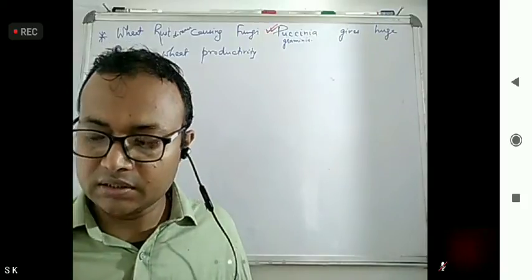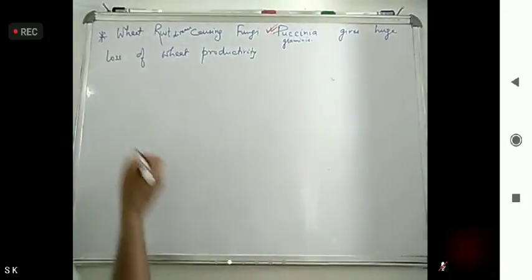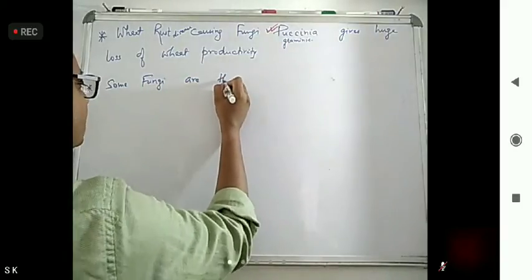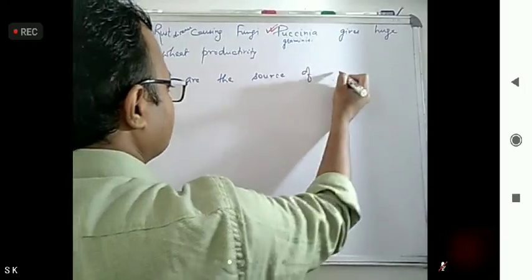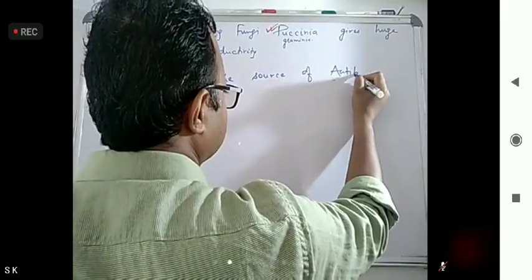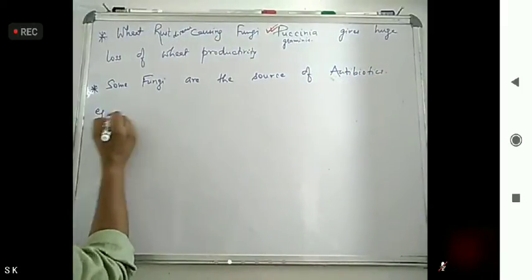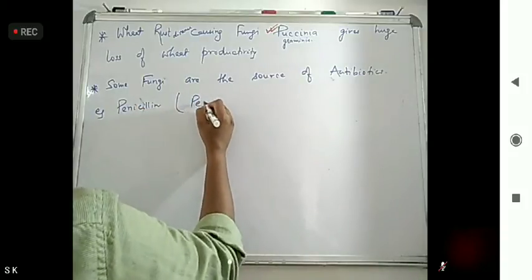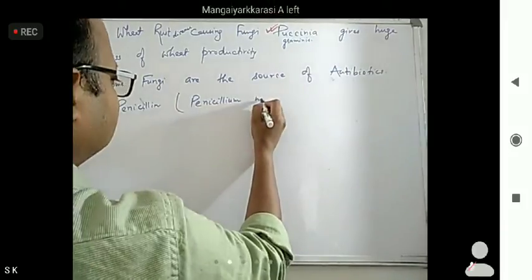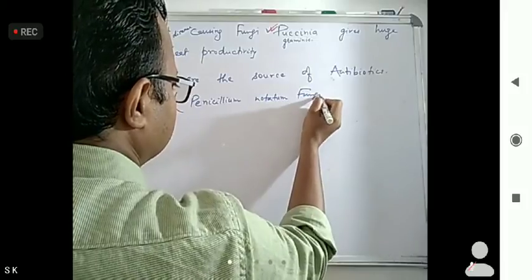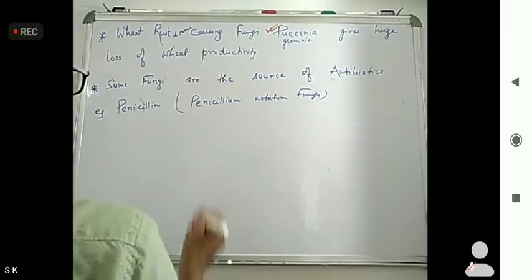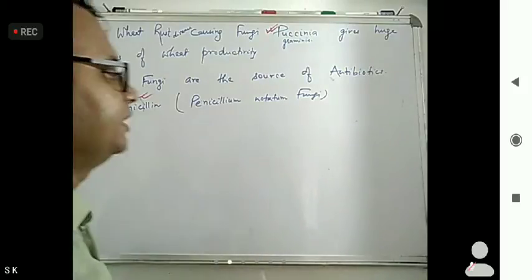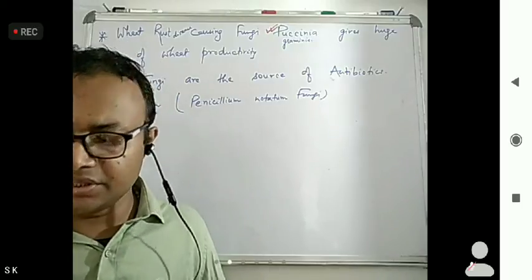Okay, but some are also important. Some fungi are the source of antibiotics, for example penicillin, and this is derived from Penicillium notatum fungi. This is the first antibiotic that was used in the Second World War. So some fungi are the source of antibiotic, that is penicillin, extracted from Penicillium notatum.